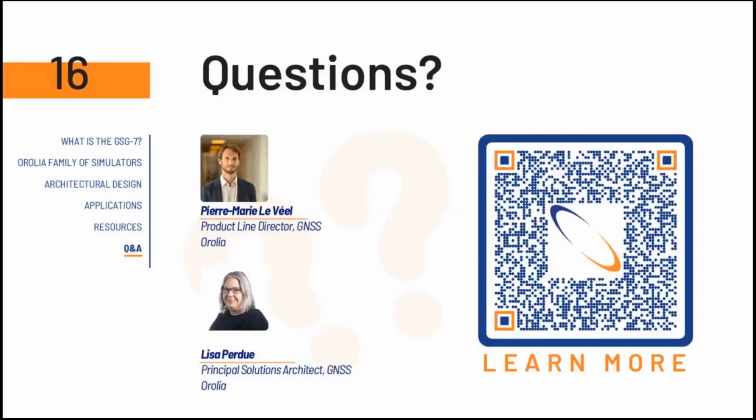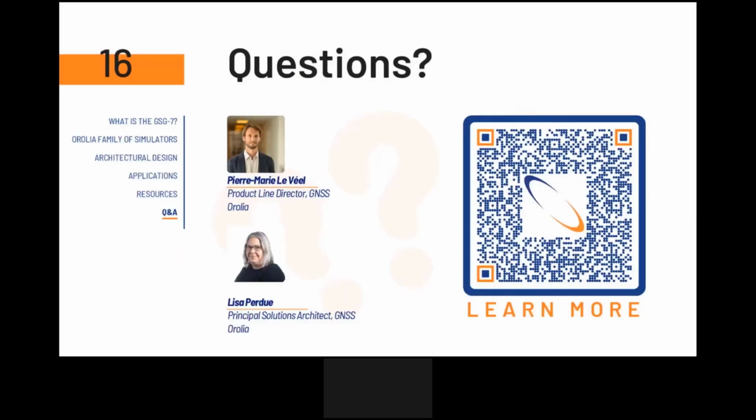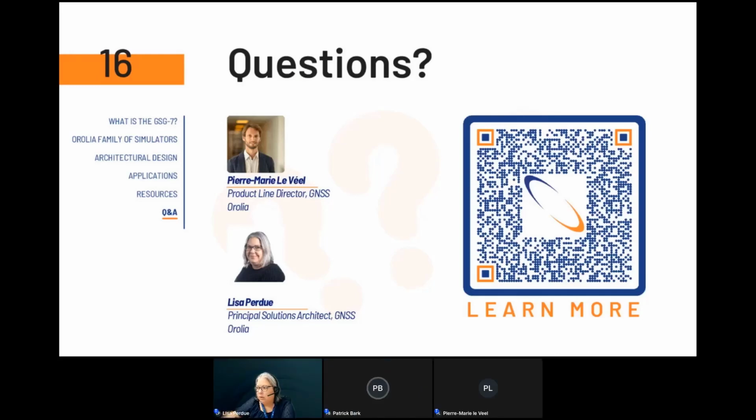So now I'd like to take a moment to go over the questions that people have been posting in the questions chat. All right, so our first question is: is it possible to simulate LEO satellites with an antenna receiving Galileo HAS corrections for Galileo E1, E5A, E5B, and E6?